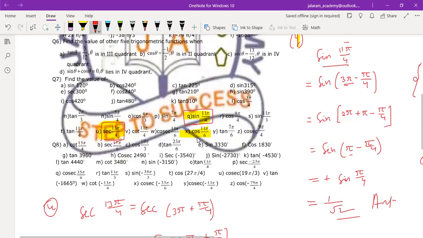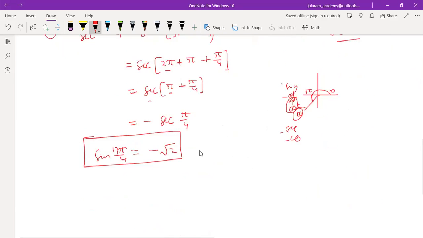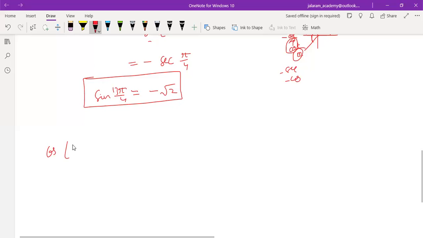The next doubt is question number 10, cos 11 pi by 6. 6 twos are 12. It is slightly less than 2.